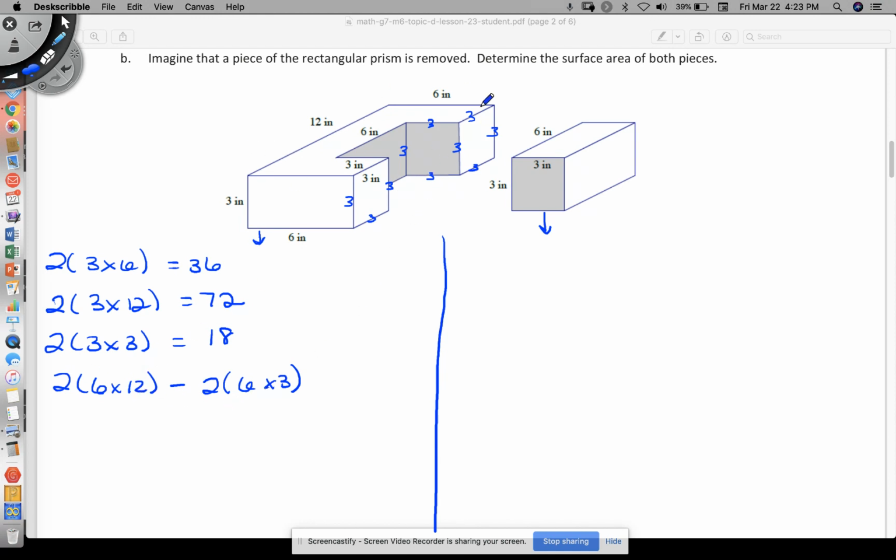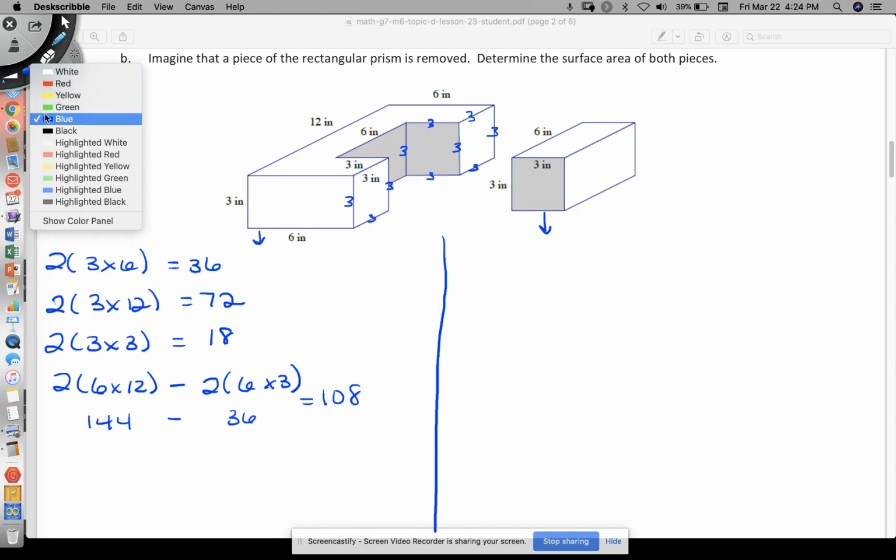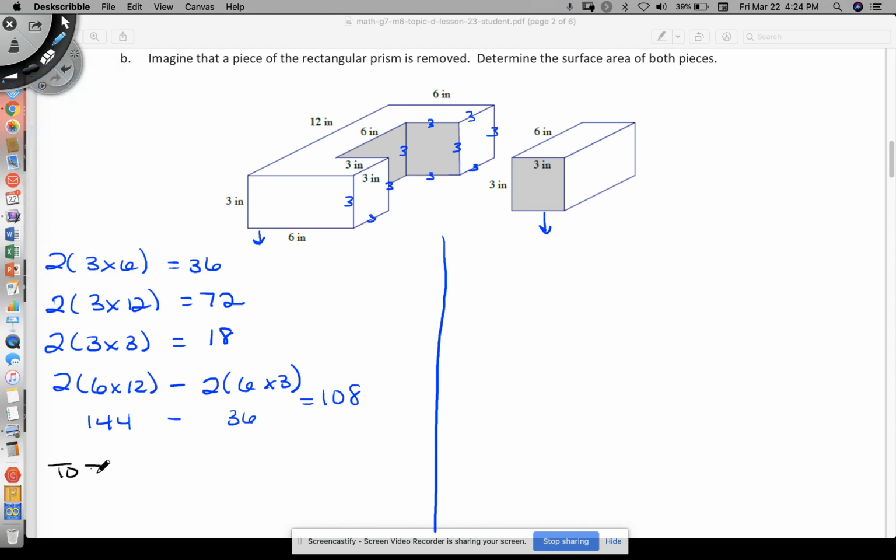Because the 6 by 12 is the whole rectangle, but I need to take into account this part that's missing, which is a 6 by 3. It's this piece right here. So when I solve this, this one comes out to 144 minus 36, which is going to give me 108. All right. So my total for this side is going to be 36 plus 72 plus 18 plus 108, which is going to give me 234 inches squared.